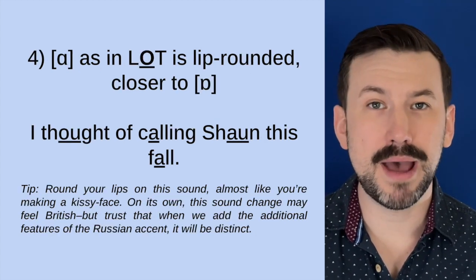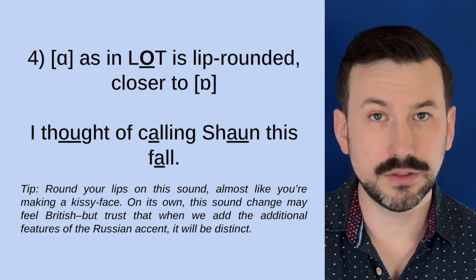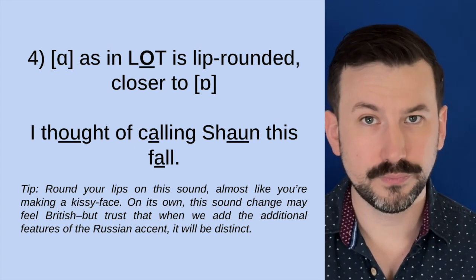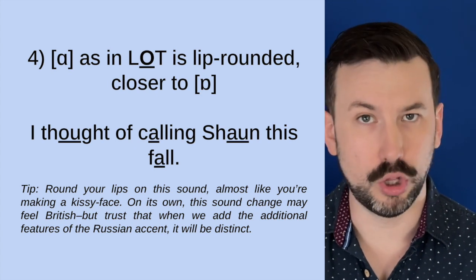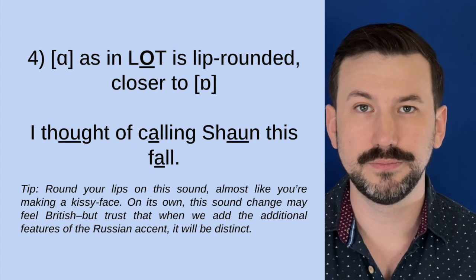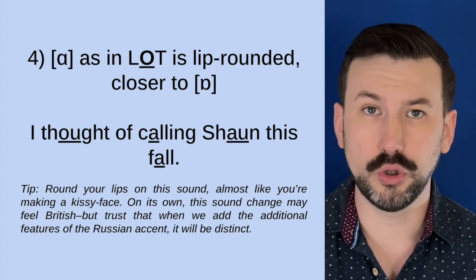Next is the open back vowel aw, as in lot, which is much more lip-rounded in Russian, closer to o. So now it sounds like lot. Focus on rounding your lips as we do the next tongue twister. I thought of calling Sean this fall.